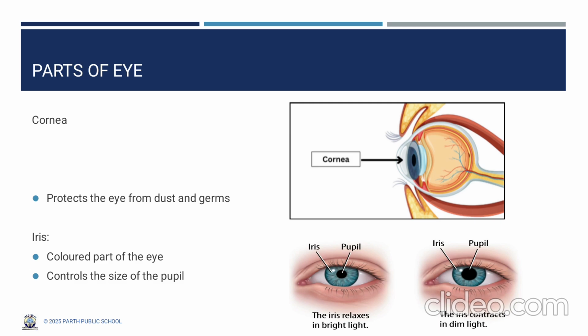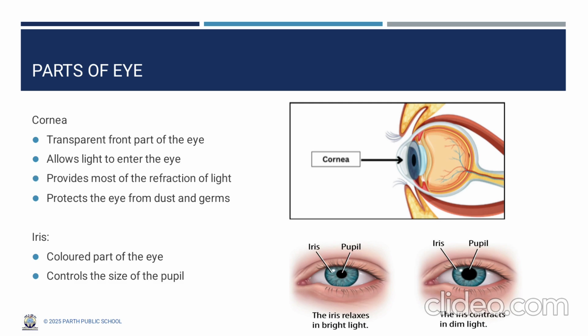The first part of the human eye, which is a bulging out part, is the cornea. Cornea is a transparent front part of the eye. When we look at someone's eye, the part that is visible to us first is the cornea. It allows light to enter the eye. This is the function of the cornea. Then it provides most of the refraction of light. Most of the refraction occurs in the cornea itself. It also protects the eye from dust and germs, so they cannot enter into the eye.